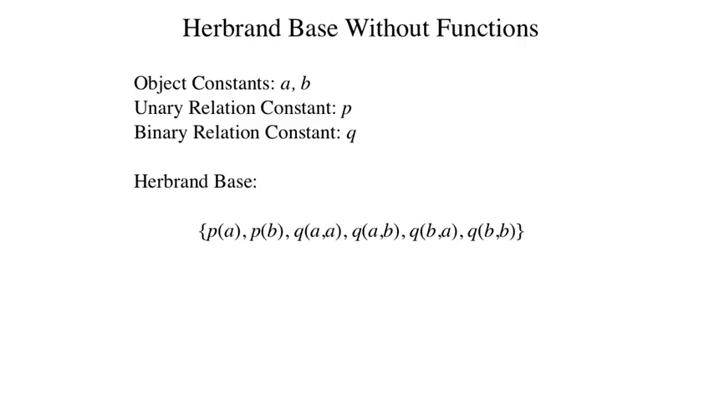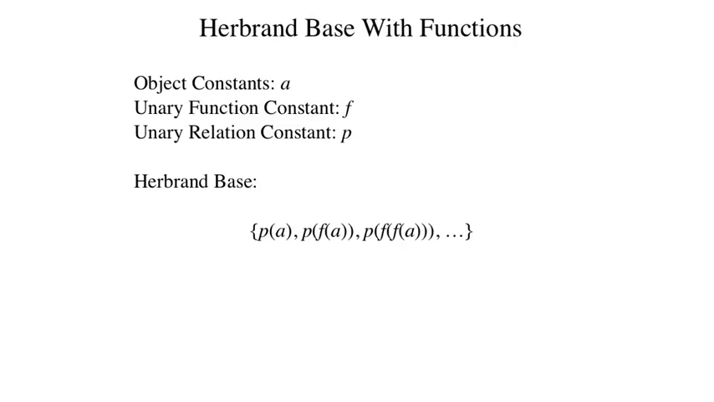We have one P sentence for each object constant, and we have one Q sentence for each of the four possible pairs of object constants. It's worthwhile to note that for a given relation constant and a finite set of terms, there's an upper bound on the number of possible ground relational sentences that can be formed using that relation constant. In particular, for a domain of size B, there are B to the N distinct N-tuples of object constants, and hence there are B to the N ground relational sentences for each N-ary relation constant. Since the number of relation constants in a signature is finite, this means that the Herbrand base is also finite.